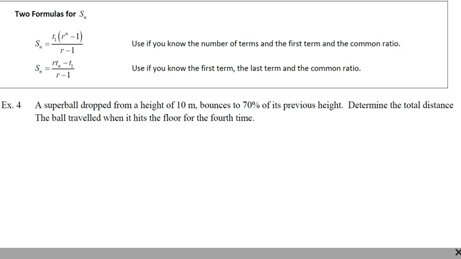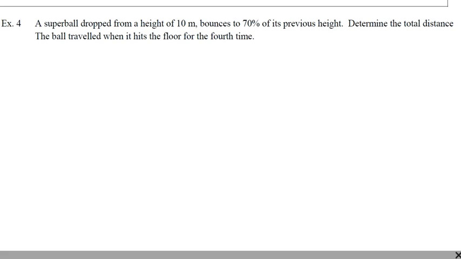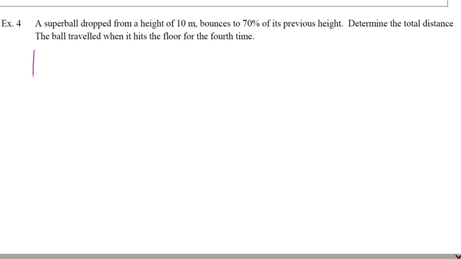Determine the total distance the ball traveled when it hits the floor for the 4th time. Draw a diagram. I swear to you, draw a diagram. You have to draw diagrams for this. Okay, well, you don't have to. I have to. No way I get this right without a diagram. It just doesn't happen.